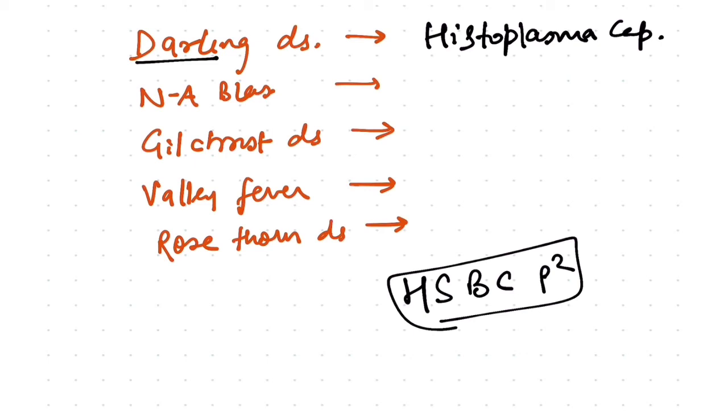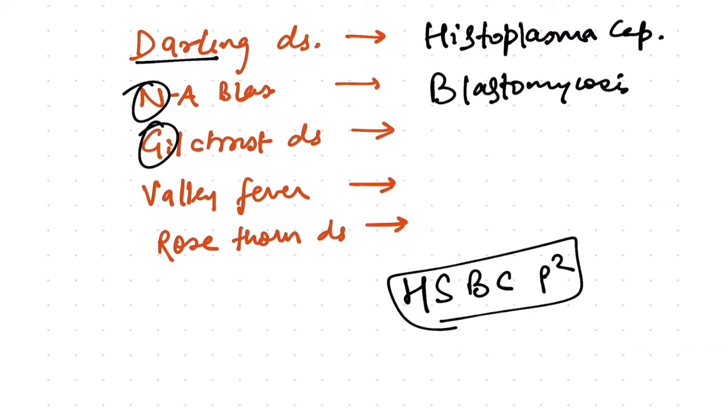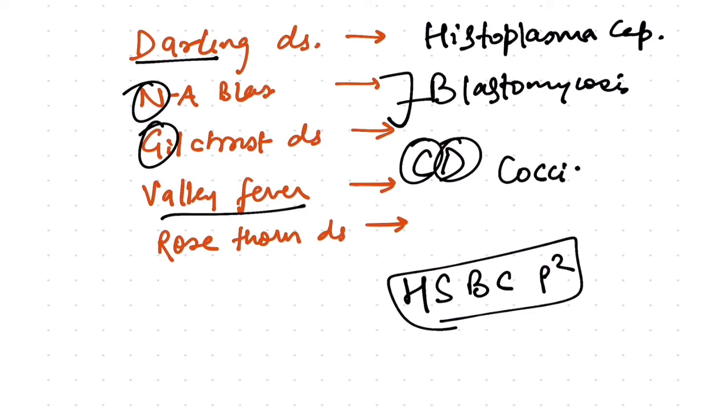Now the North American, I told you G and B. So G for Gilchrist, N for North American and B for blastomycosis. So these both are for blastomycosis, which is caused by Blastomyces dermatitidis. Then valley fever, I told you CD, so desert and valley. C for Coccidioides immitis. Then rose thorn, I told you this is a typical clinical history in sporotrichosis.